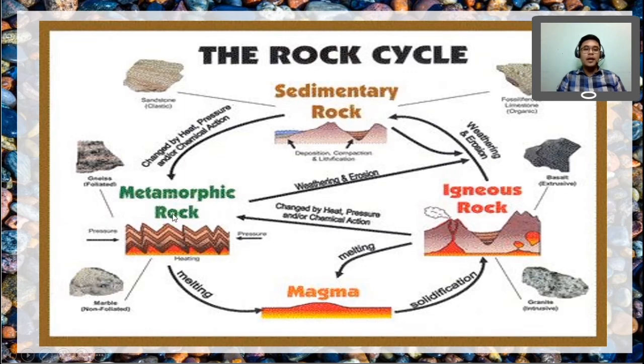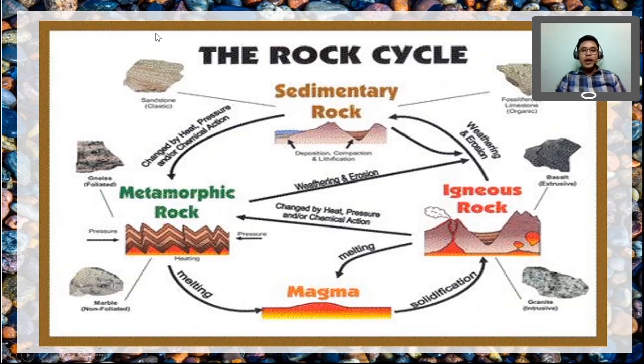Then the metamorphic rock can also become sedimentary in the process called weathering and erosion. When it undergoes weathering and erosion, the metamorphic rock also becomes sediments. Then we will have sedimentary rocks provided that it undergoes deposition, cementation, and lithification. And this igneous rock can also be transformed into a metamorphic rock if and only if this igneous rock as a parent rock will be exposed to extreme heat, pressure, and any chemical action.